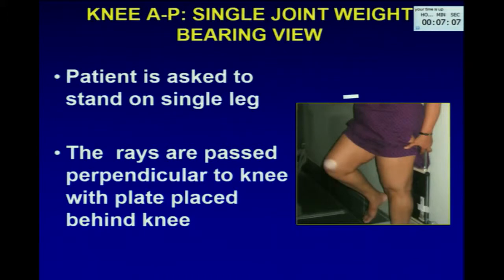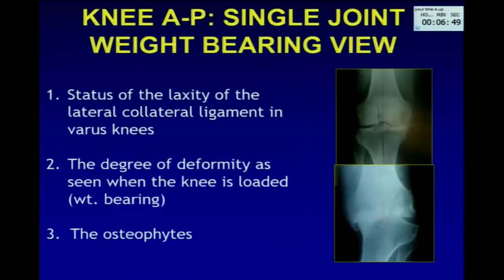So the single knee AP standing view, why is it important? Because it is a dynamic view, and you see the ligament laxity and all those things in a single leg standing view. So ask the patient to stand on a single leg, then take the beam perpendicular to the knee with the plate placed behind the knee. It will give you the status of the laxity of the knee and the degree of the deformity, which is not seen in a supine view, and you can see the amount of laxity which is there in the weight bearing view.